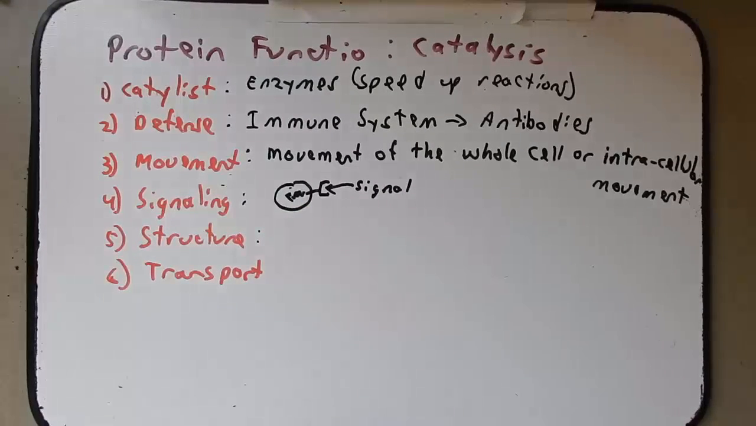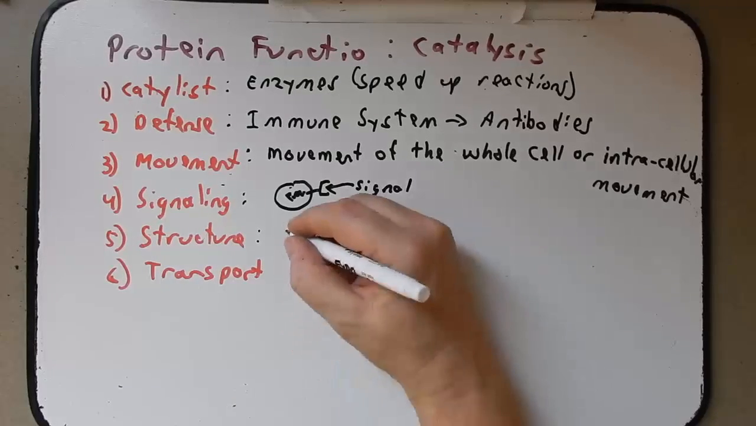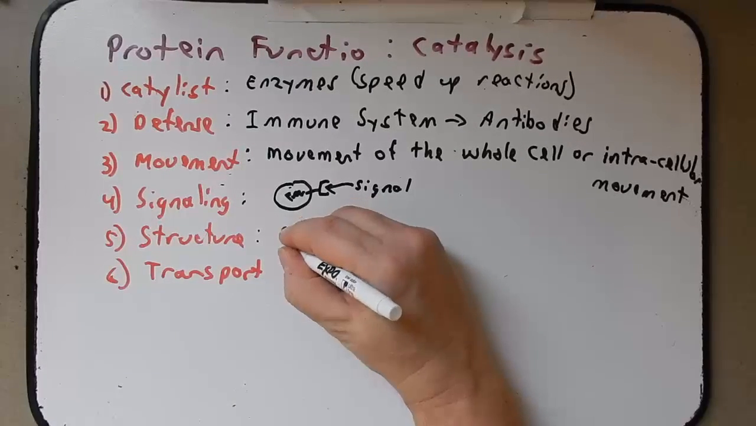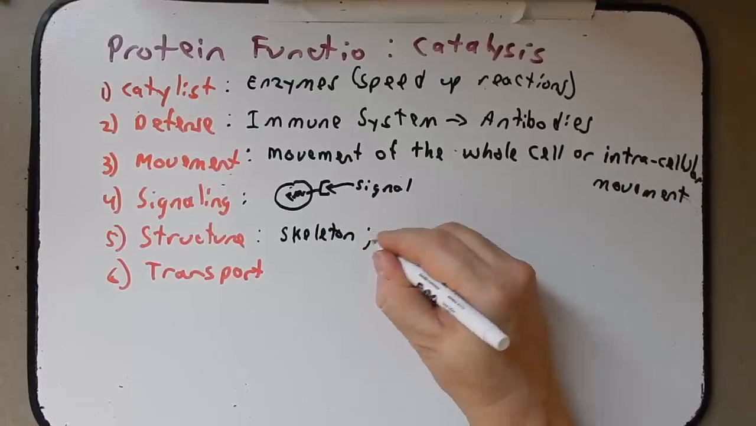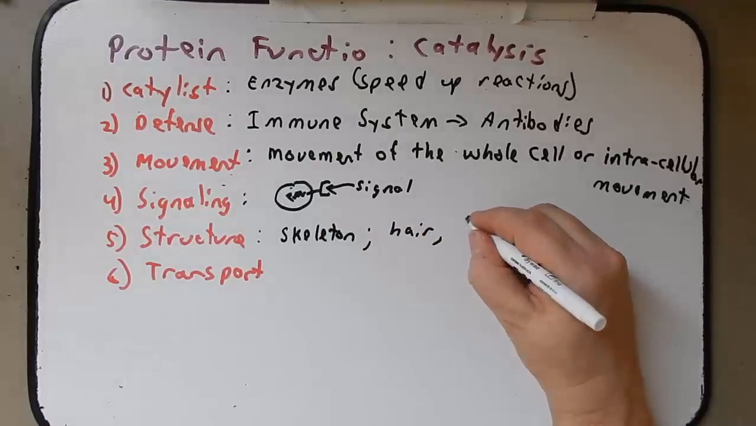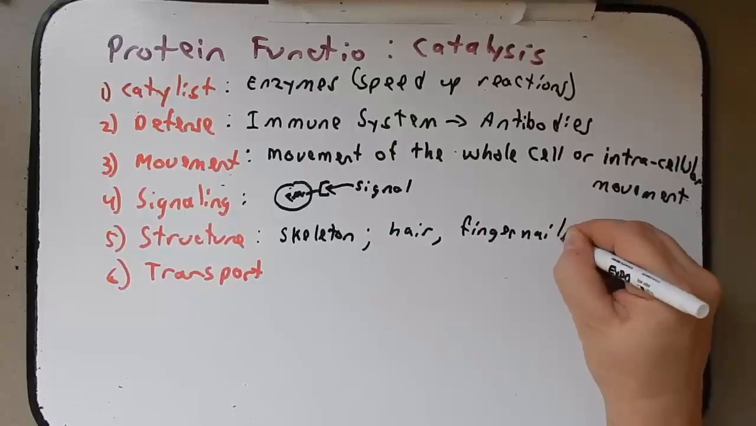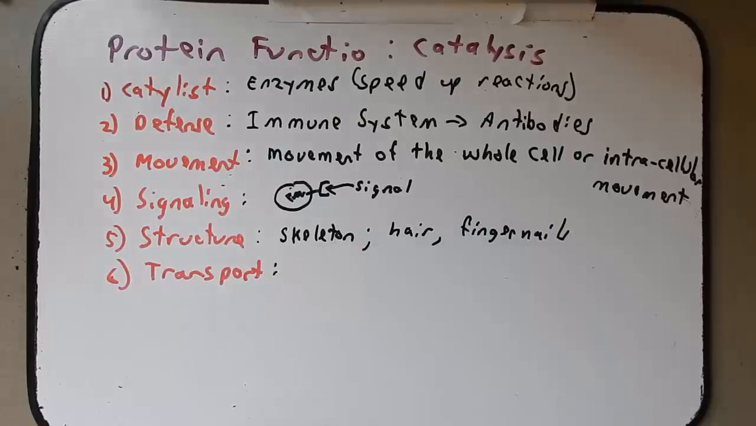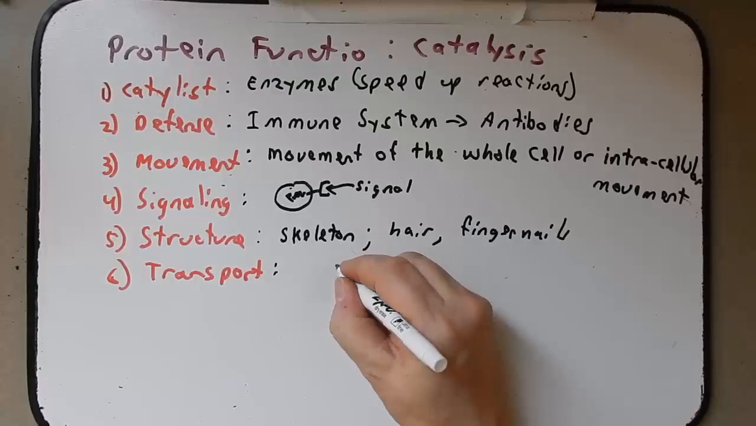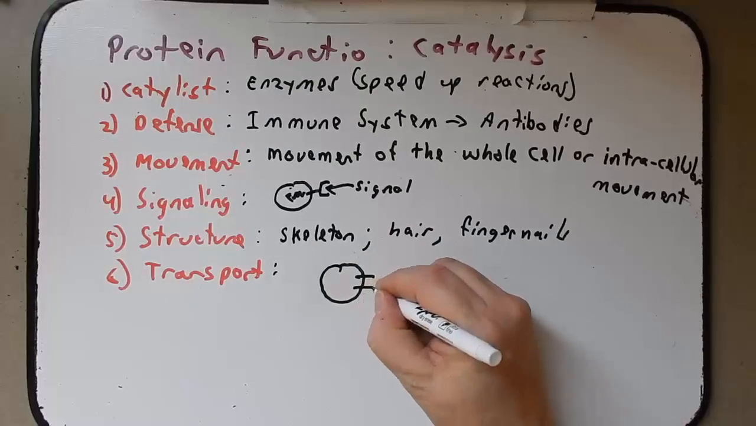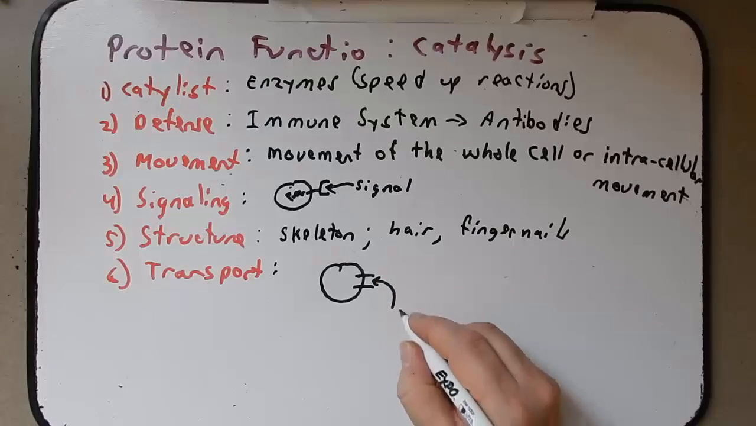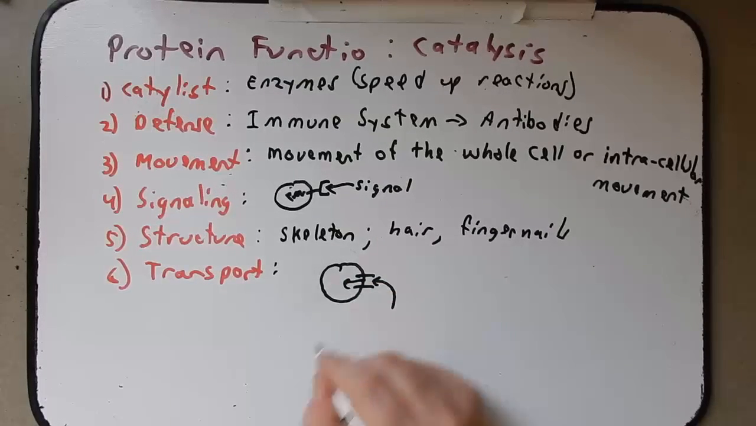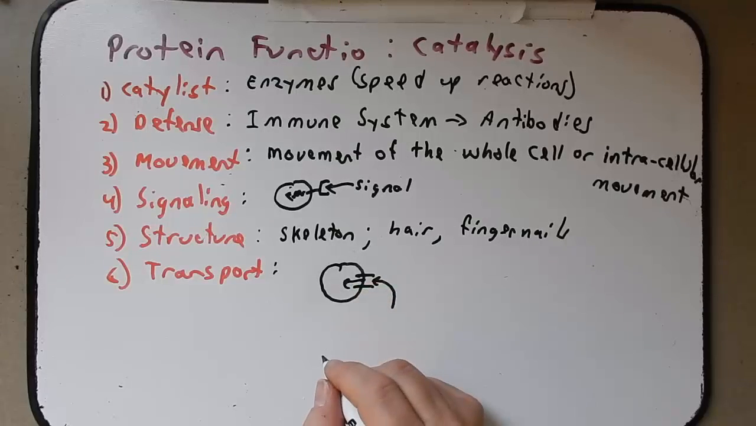Structure. As the name implies, it provides structure to the cell. Things like our skeleton is made up of structural proteins. Our hair, fingernails, are all examples of structural proteins. Transport. Within a cell, we will often have these transport proteins that bring chemicals from outside the cell into the cell, or sometimes we're moving water into the cell. But these are all transport proteins.